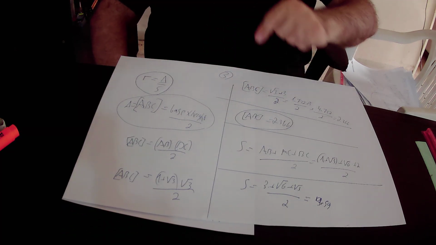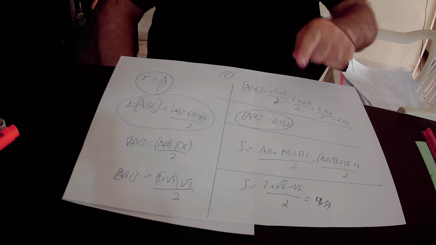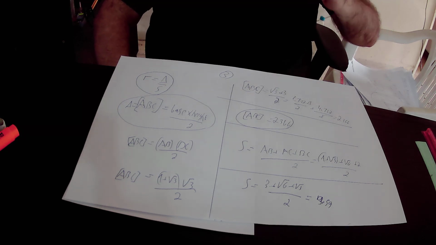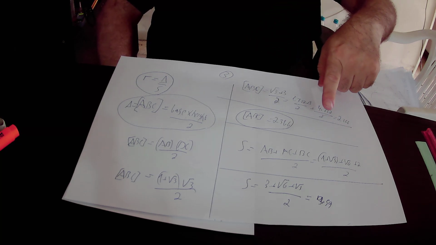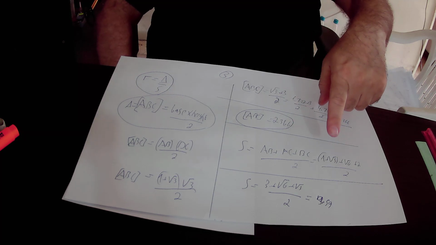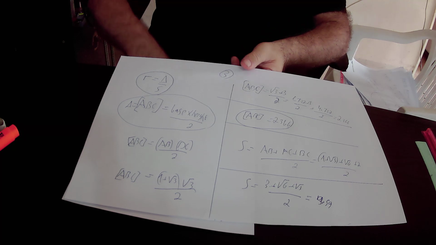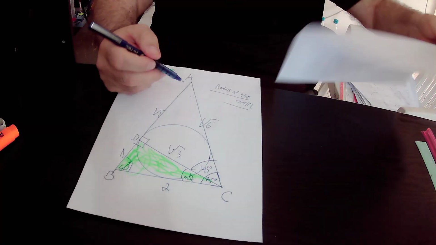And the semi-perimeter of triangle ABC equals the perimeter over 2. The perimeter is AB plus AC plus BC, and if we divide it by 2, we get the semi-perimeter. We put the values of AB, AC, and BC inside this formula and found out that the semi-perimeter of triangle ABC equals 3.59 units.